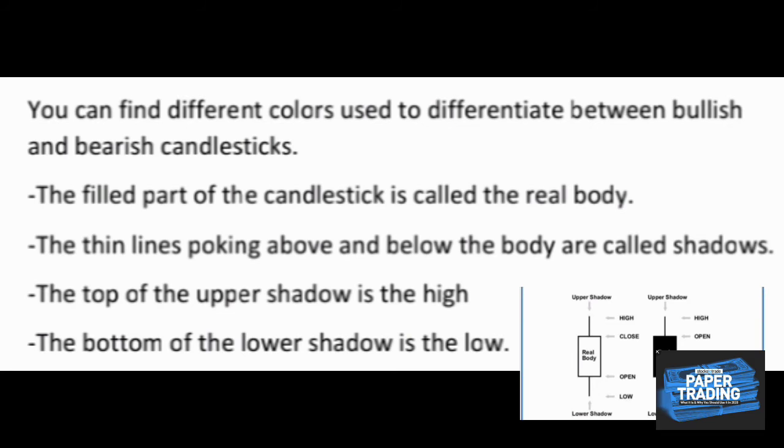So we saw the basic structure of a candlestick. You can find different colors used to differentiate between bullish and bearish candlesticks. The filled part of the candlestick is called the real body. The thin lines poking above and below the body are called shadows. The top of the upper shadow is the high and the bottom of the lower shadow is the low. At the right bottom, you can see the same picture which I have shown you before. So this is the basic structure of the candlestick.